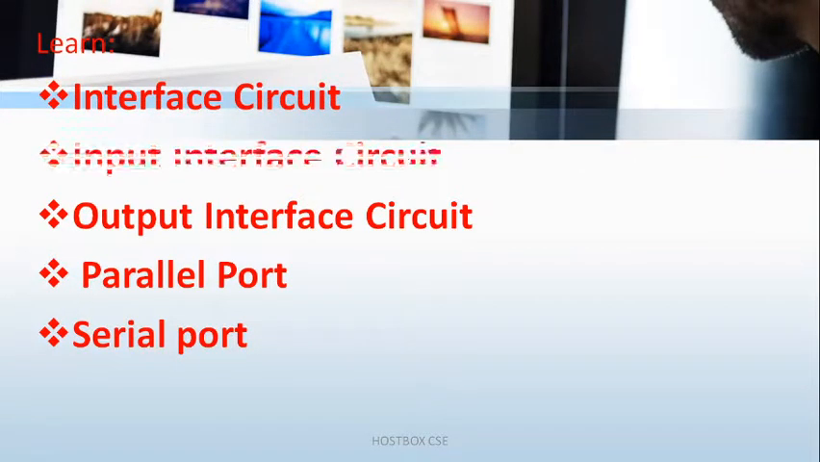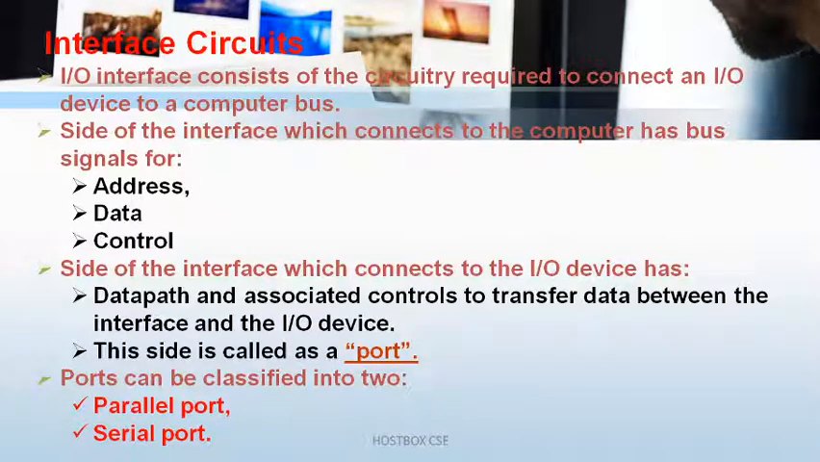So, interface circuit. Generally, what are interface circuits? These consist of the circuitry required to connect an I/O device to a computer bus. The side of the interface which connects to the computer has bus signals for address, data and control. The side of the interface which connects to the I/O device has a data path and associated controls to transfer data between the interface and the I/O device. This side is called the port. The port has two types: the parallel port and the serial port.